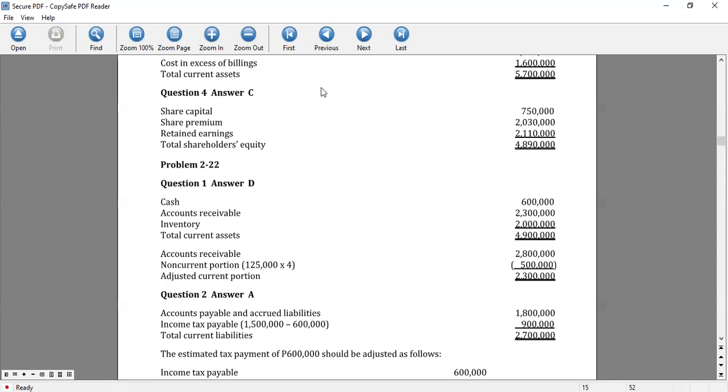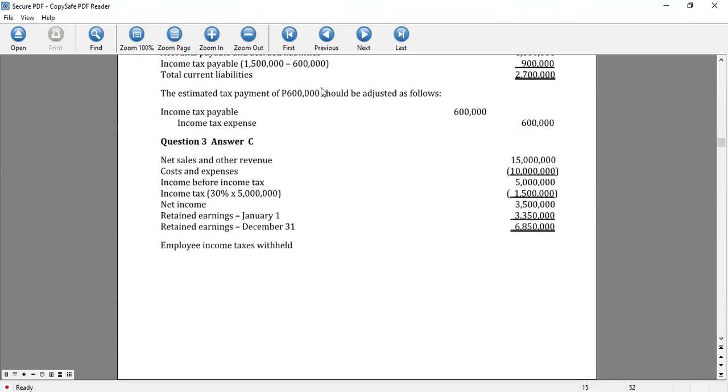Question number 3, how about the retained earnings? So net sales and other revenue given is 15 million. We deduct cost of 10 million. We now end up with income before income tax of 5 million. Then we deduct further. We are deducting retained earnings. So, in question number 3, the answer is letter C.